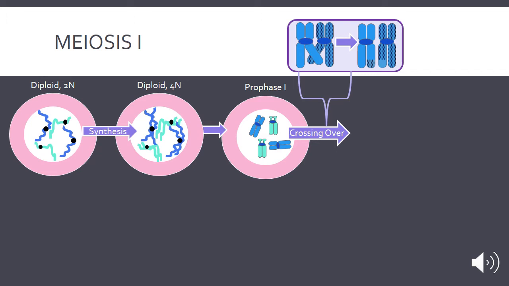During prophase 1, remember that the chromosomes are beginning to pair. So unlike mitosis, the copies of the chromosomes pair together. So one pairs with one and two pairs with two. And when they're pairing, we get crossing over. Essentially, the chromosomes exchange pieces of each other with their homologs.